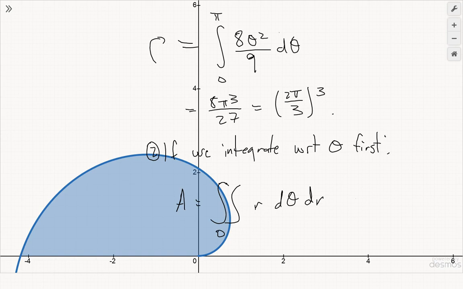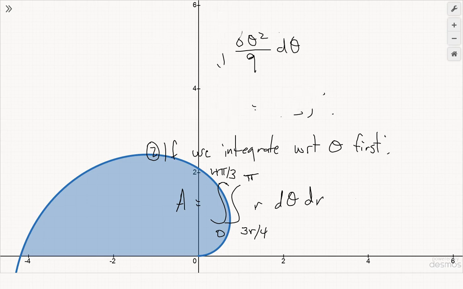So r is going from 0 to 4 pi over 3. That's the coordinate on the far left, the farthest left we can go. And then theta will always be going all the way to the x-axis. So the upper limit is pi, and the lower limit will be 3r over 4, r d theta dr.